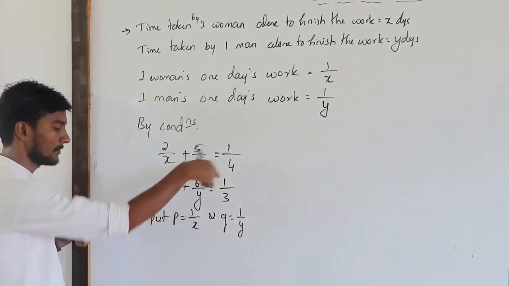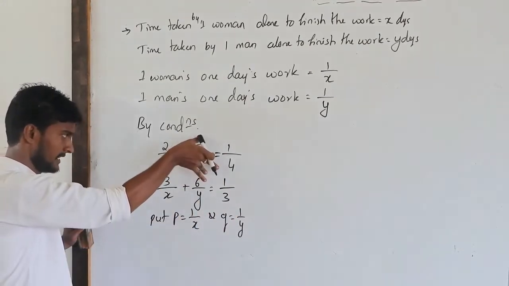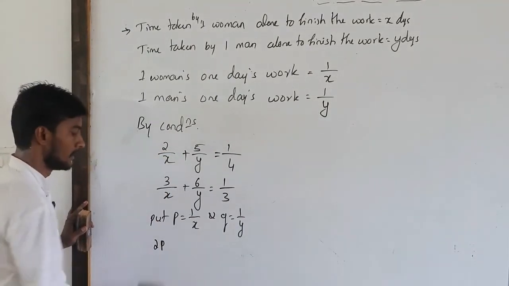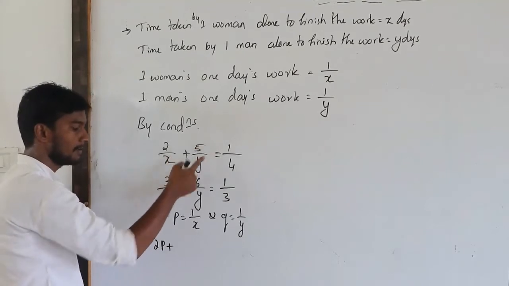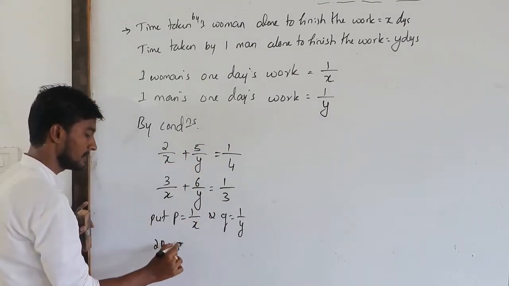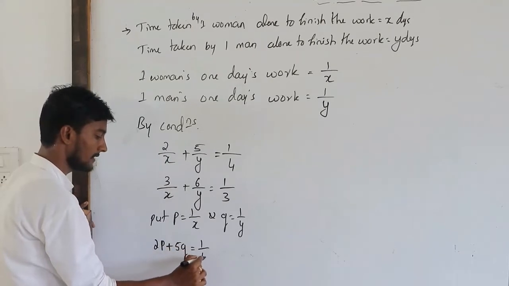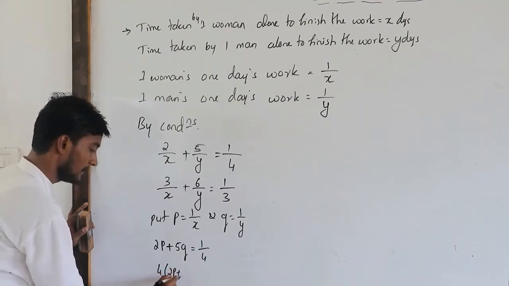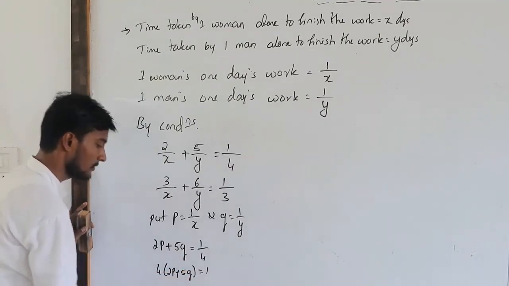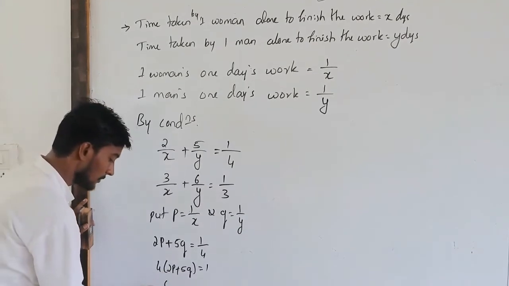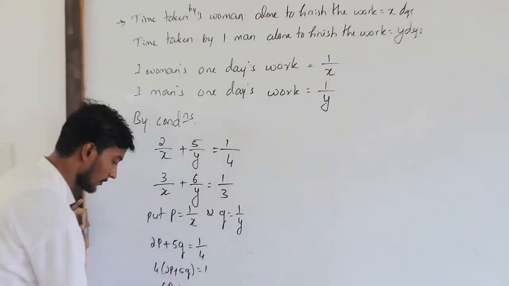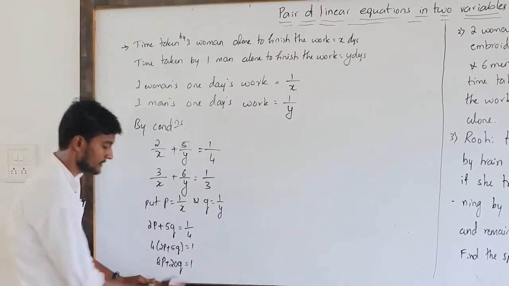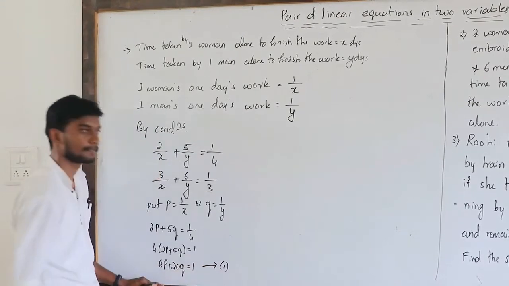So if you put p is equal to 1 by x, q is equal to 1 by y, this equation becomes 2 by x means 2 into 1 by x, it becomes 2p, plus 5 divided by y means 1 divided by y means it is q. So 5 divided by y means it is 5q is equal to 1 divided by 4. Take this 4 this side. 4 bracket 2p plus 5q is equal to 1. 4 into 2, 8p plus 4 5s are 20q is equal to 1. This is the first equation. Take it as equation number 1.